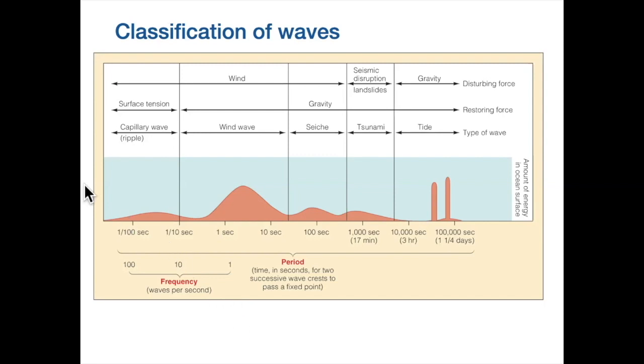The orange curve here shows the amount of energy in a frequency or period band. The largest amount of energy here is within the 1 to 10 second periods. And this is the primary period of wind waves. We have some energy in the capillary waves, some in the seiches. Tsunamis are a very episodic thing, but there's definitely energy in there. And then up here we have the tides.